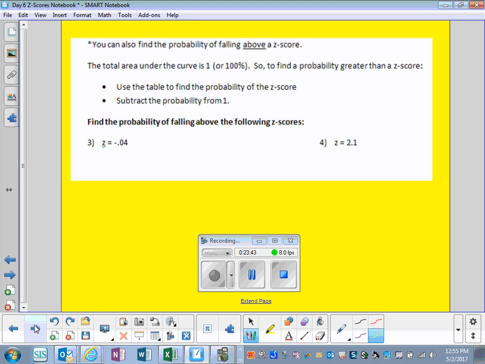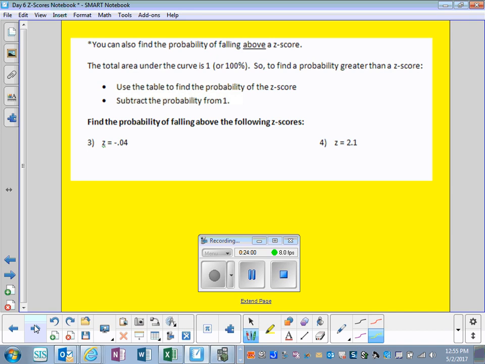You can also find the probability of falling above this score, as we just did, right? We already talked about this. So if the total area under the curve is 1, right, an observation has to be somewhere under the curve.